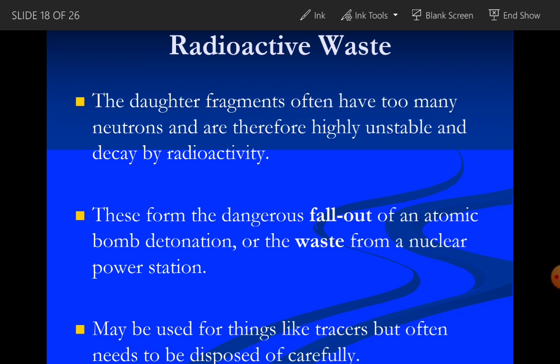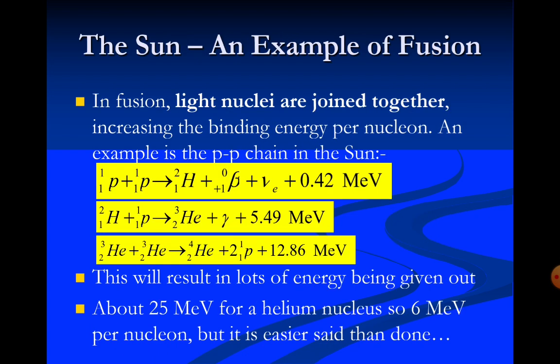That is indeed fusion. Fusion is like coming together. So in fusion, the light nuclei join together, which increases the binding energy per nucleon. For example, 2 protons together make hydrogen 2-1, giving off a beta decay, a neutrino and an amount of energy. This process can continue, and the 2-1 H can fuse together with a proton and make helium 3 plus a gamma ray. And even that can continue.